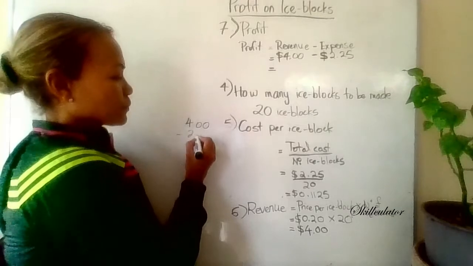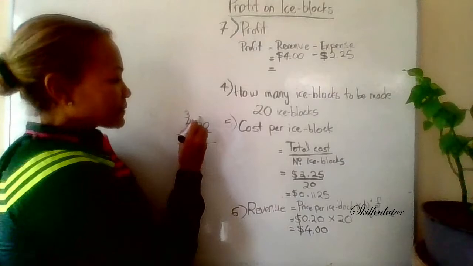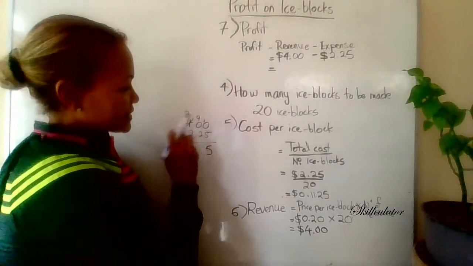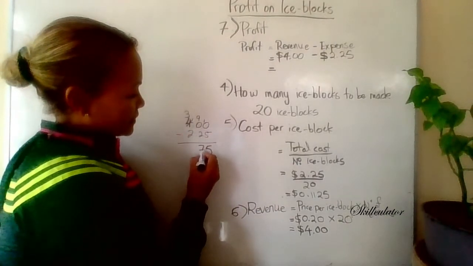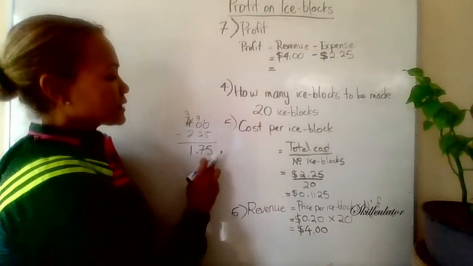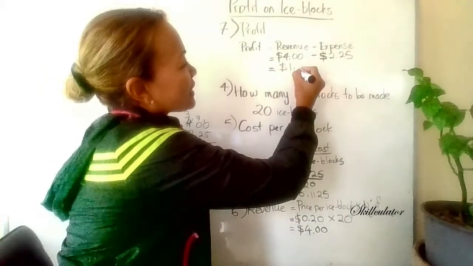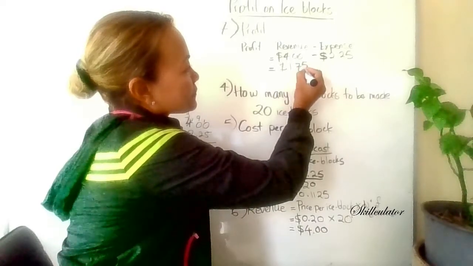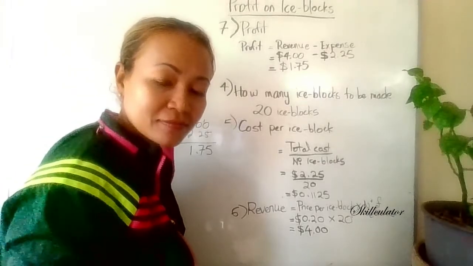4 minus 2.25, we can do the calculation here. 4.00 minus 2.25. Borrowing 1 from this side, this becomes 3, this becomes 9, and this 10 minus 5, 5. This has now got 9. 9 minus 2 is 7. And 3 minus 2 is 1. 1.75. $1.75 is the profit you get on selling 20 ice blocks.